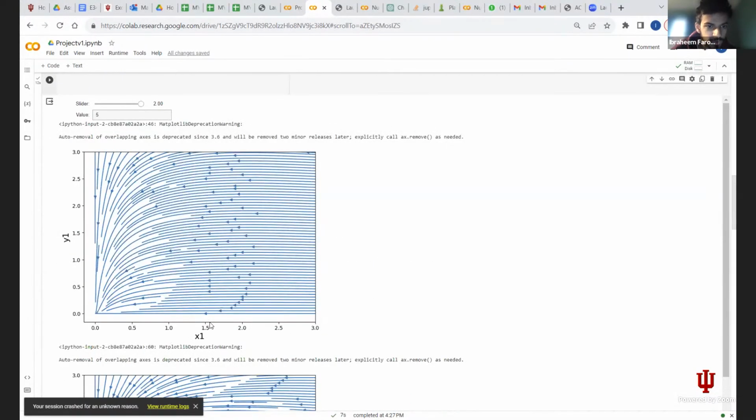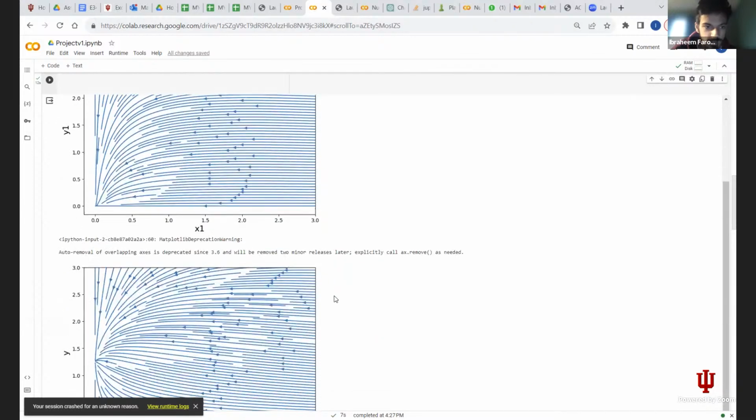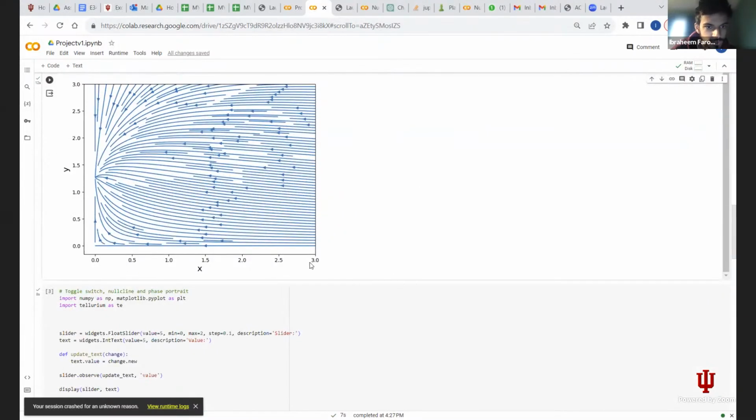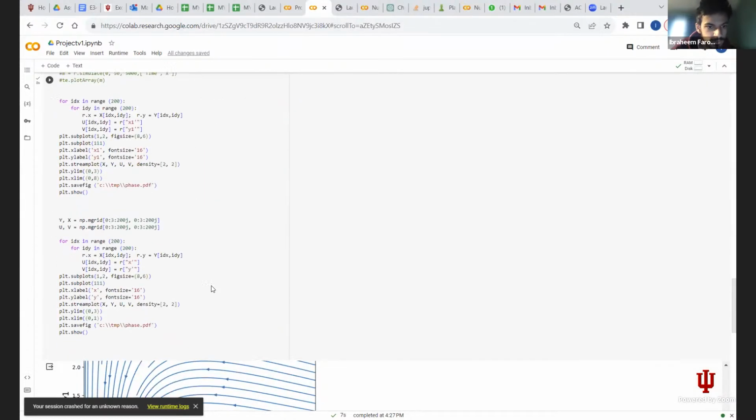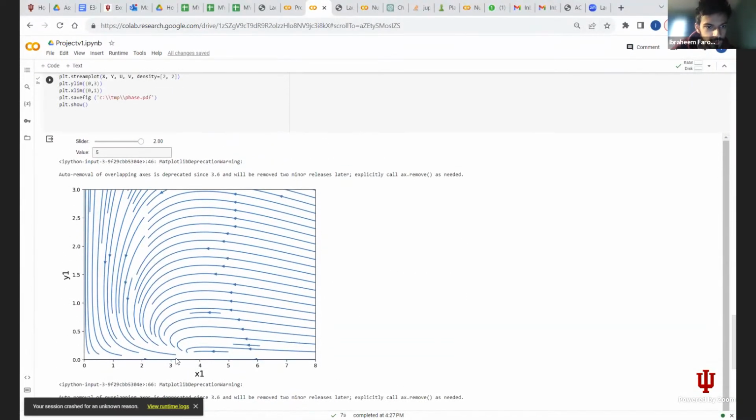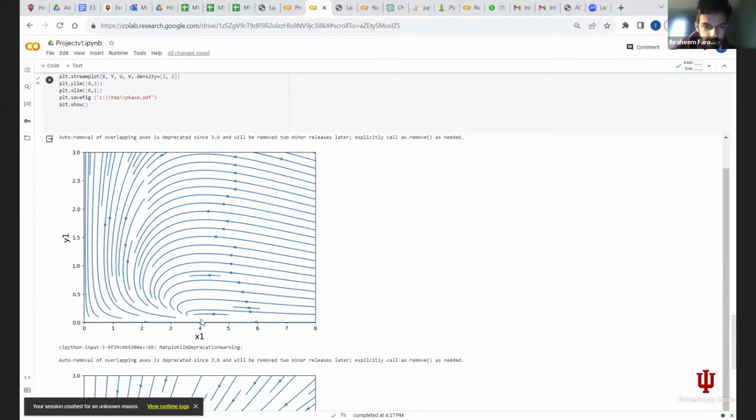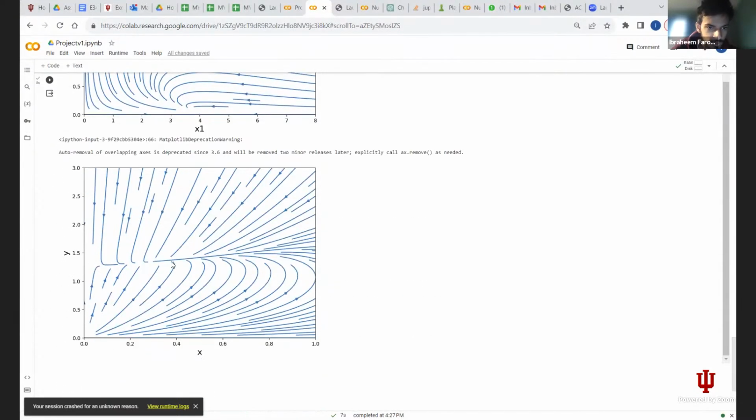This is a scenario where both predators and prey go extinct. This is a scenario where just the prey goes extinct. This is a scenario where just the predators go extinct. And then this is a scenario where they both coexist around here. So I think this is a pretty good start.